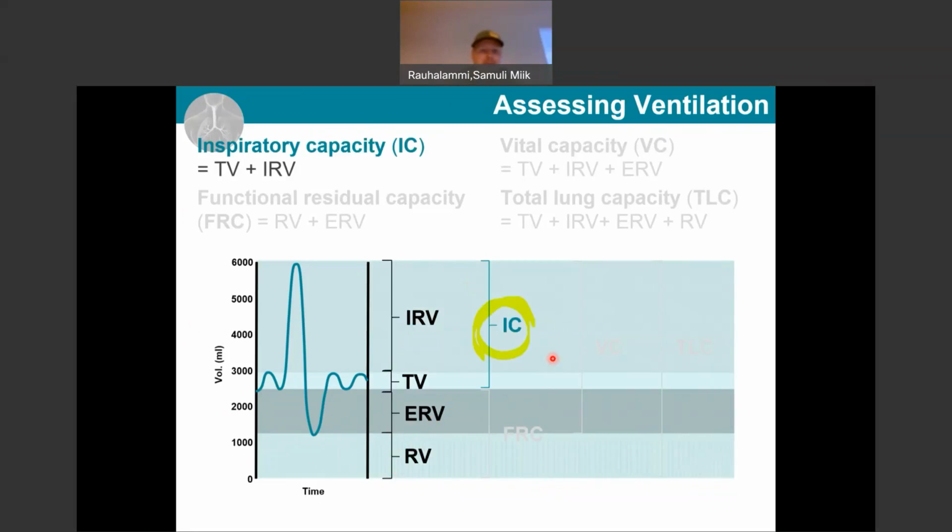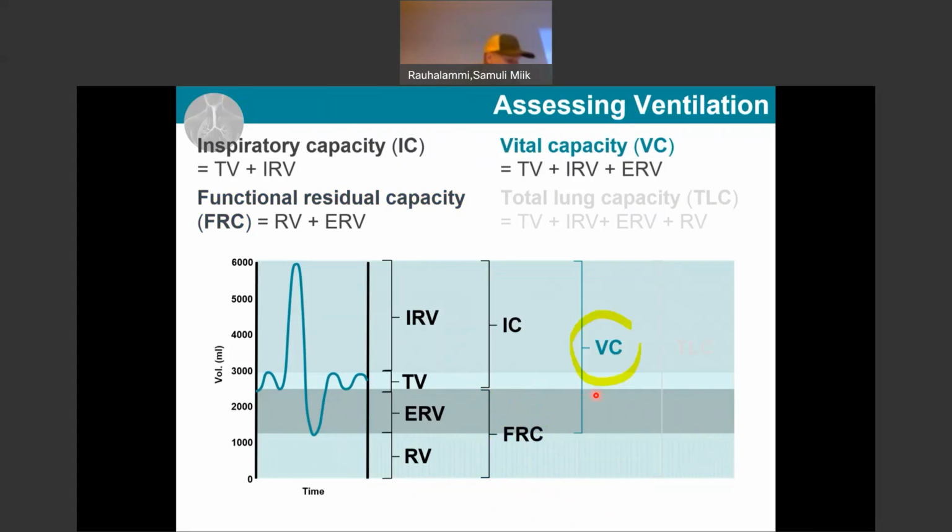So first of all, inspiratory capacity was calculated by adding our tidal volume and inspiratory reserve volume together. So the amount of breathing in under normal and extra effort breathing in. Our functional residual capacity instead looks at the volume of air remaining in the lungs following exhalation of the resting tidal volume. So after you breathe normally, how much air remains in the lungs after that?